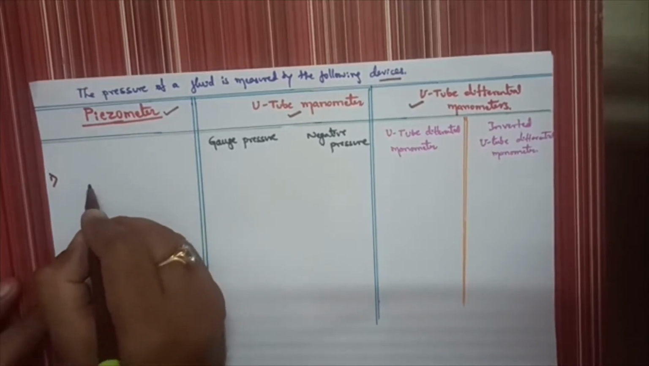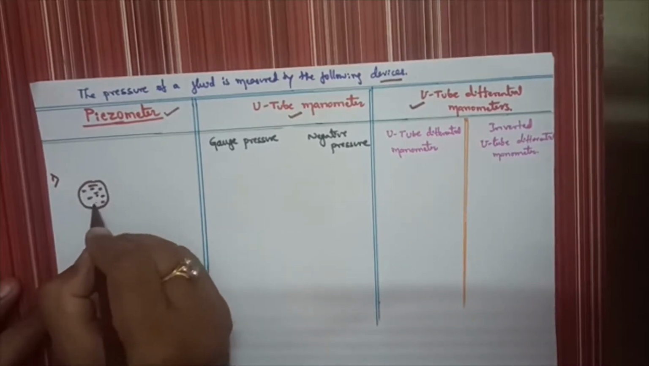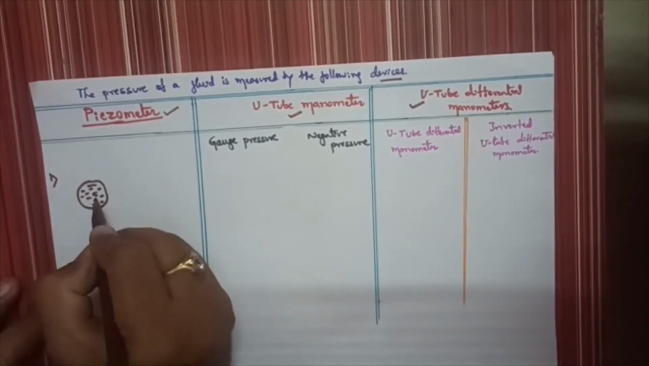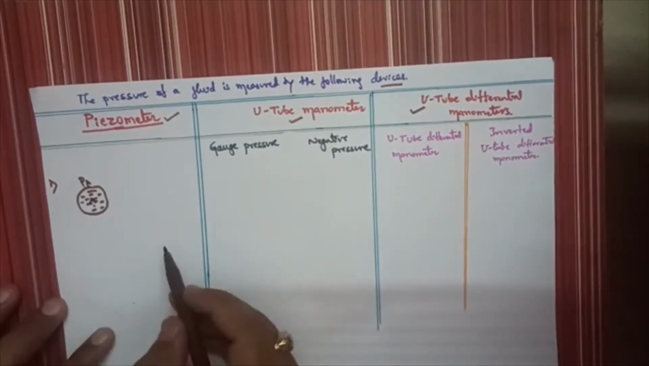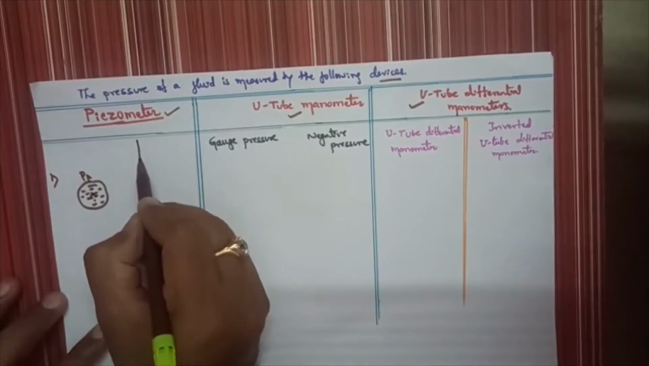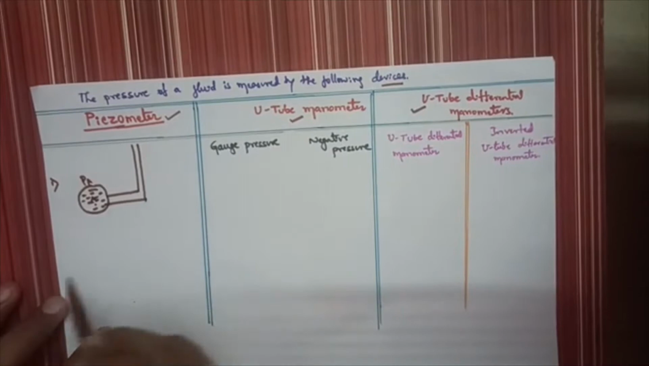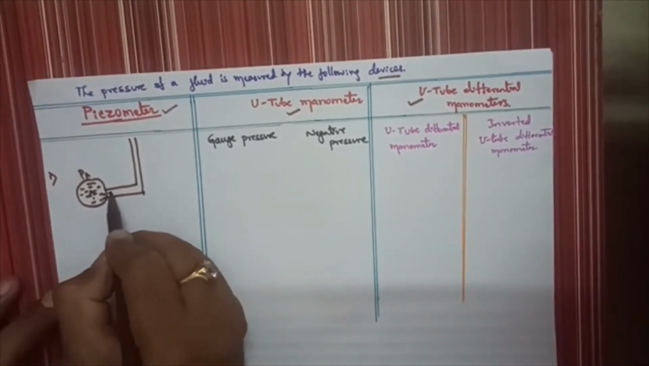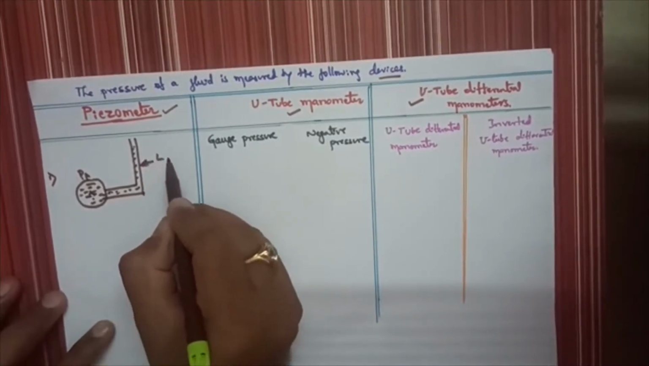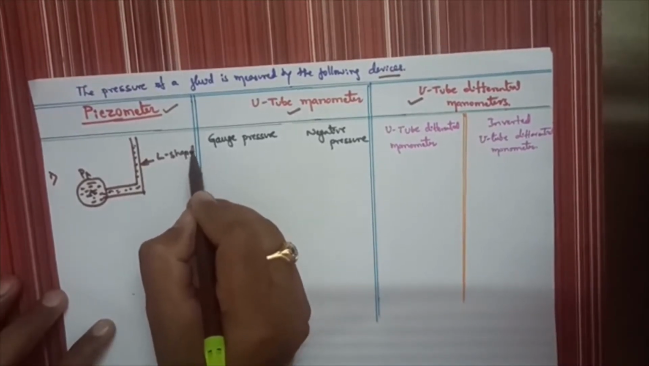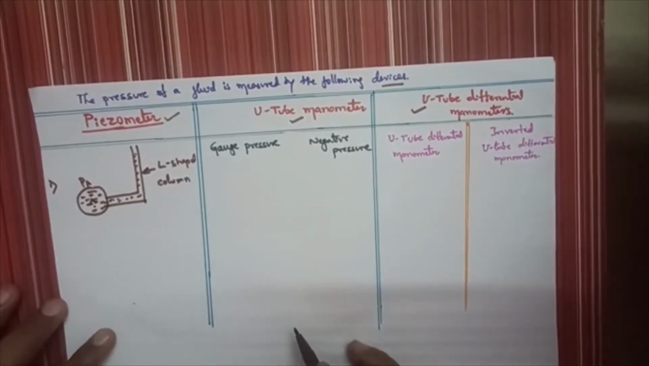So consider one pipe. Here it has some liquid. I need to measure the pressure of this liquid in pipe A, that is PA, the pressure. So take a piezometer and connect it to the pipe. The first point you need to remember here is that the piezometer is an L-shaped glass tube or column used for measuring pressure at a point.